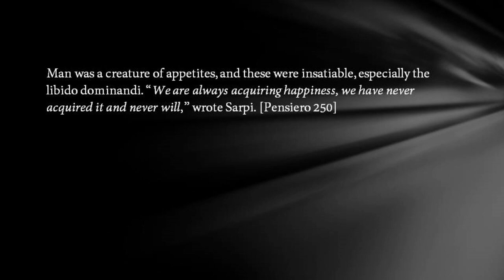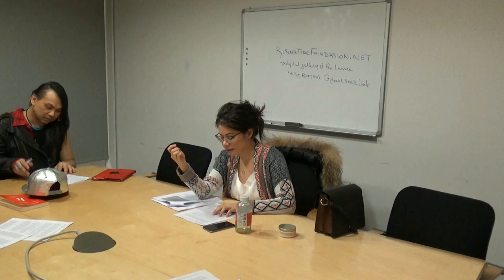Man was a creature of appetites, and these were insatiable. We are always acquiring happiness, we have never acquired it, and never will. Yeah, so before you go further on to the next one, this is very much like what Plato talks about in the Gorgias dialogue, where if you measure pleasure as the greatest thing that you can be desiring, it's the greatest good, right? Which is very weird even for us to word it today as pleasure is the greatest good. And Socrates was making the point that you're like a vessel going into honey or whatever kind of sustenance for the soul.